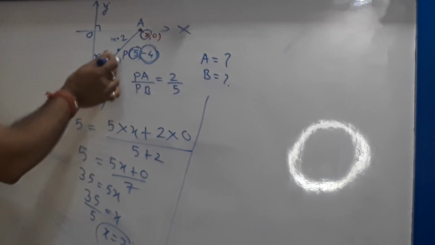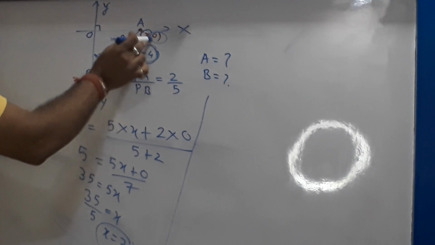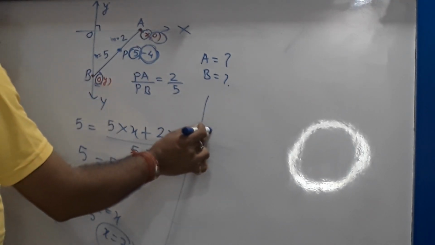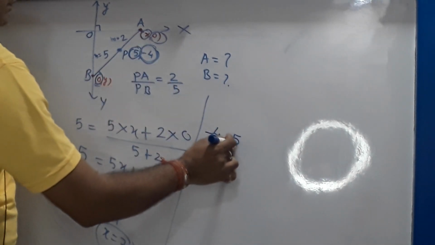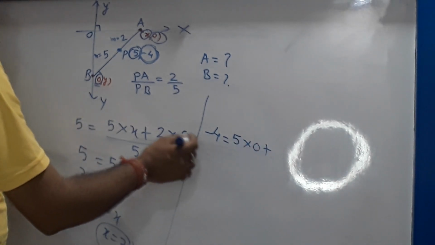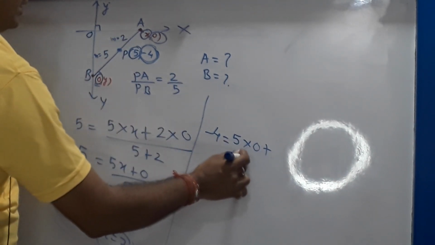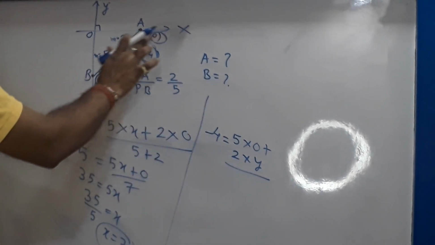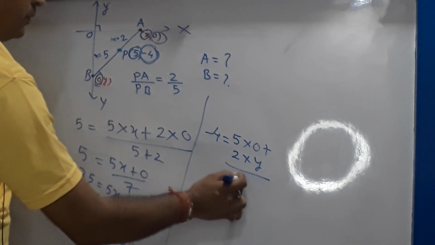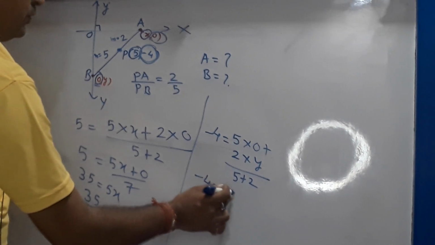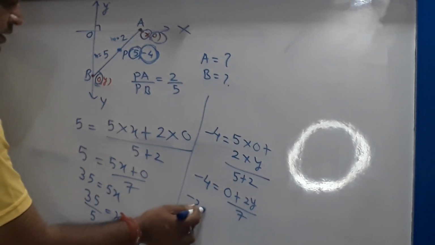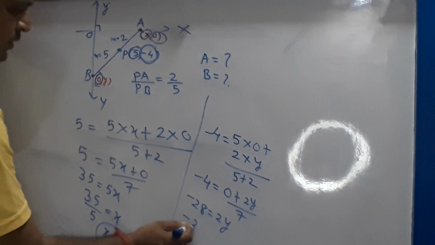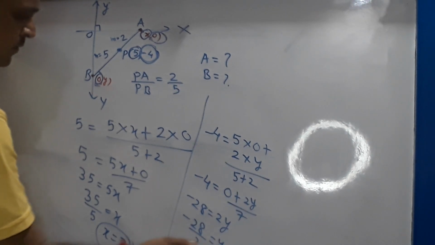Similarly, you can use the second coordinate of P, which is minus 4. When you use the second coordinate of the point which divides AB, you have to use the second coordinate of both the points. So minus 4 is equal to (5 into 0, plus 2 into y) upon 5 plus 2, that is 7. Cross multiply, minus 28 is equal to 2y. Minus 28 by 2 is equal to y, so y is minus 14.